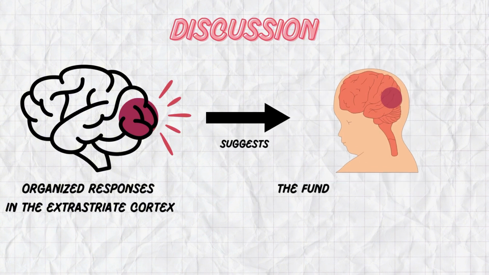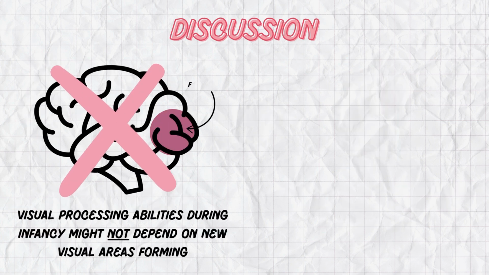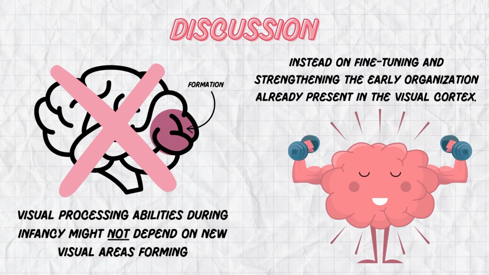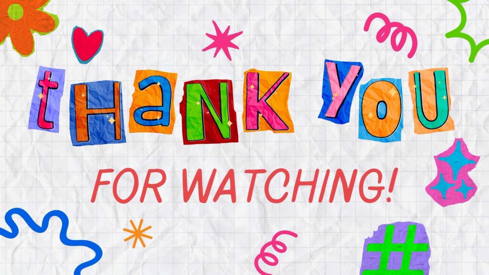The study also observed organized responses in the extrastriate cortex, suggesting that some of the fundamental architectural features like gradients and receptive field size are in place from a young age. This organization provides a foundation that supports specialized visual functions as the brain matures. Visual processing abilities during infancy might not depend on new visual areas forming, but instead on fine-tuning and strengthening the early organization already present in the visual cortex.